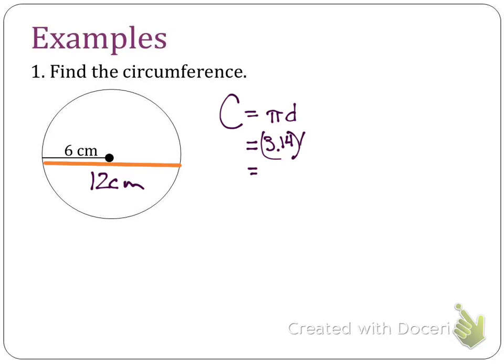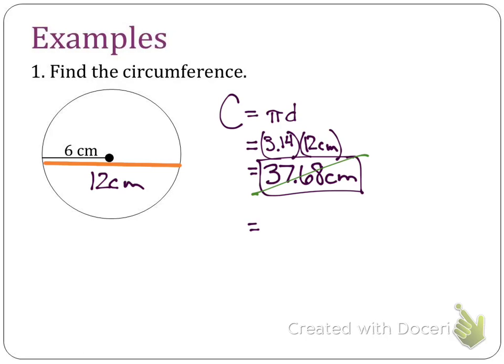So, I'm taking 3.14 times 12 centimeters, and I believe that's about 37.68 centimeters. Now here's the thing, I don't know what your homework says, whether it says to round to the nearest whole number, nearest tenth, or nearest hundredth. Wait, what does it say in your notes? Round to the nearest whole number, so this is not the right answer. Round to the nearest whole number: 38. We look at the number behind the whole number to figure out whether we're going to round up or down. So the ending answer is 38 centimeters.